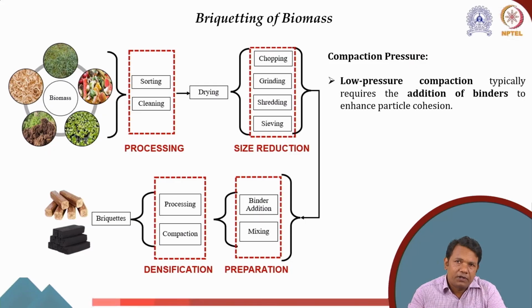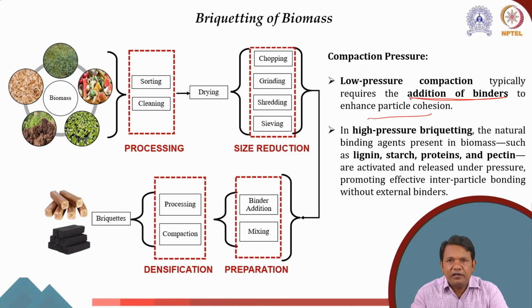Now usually low pressure compaction, as we discussed earlier, requires the addition of binders. Okay, because we are not pressing it too hard, so the particles need help to bind, and because of the shape and size they can get entangled. So there we definitely require a binder to enhance the particle cohesion.